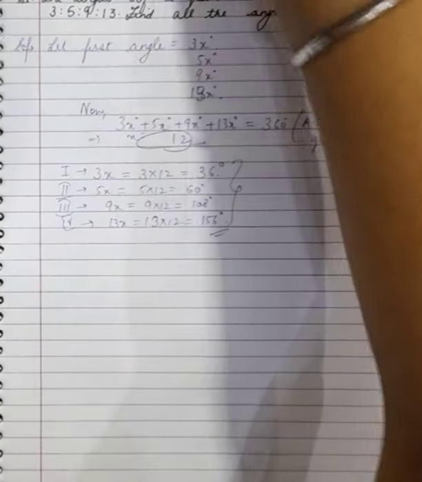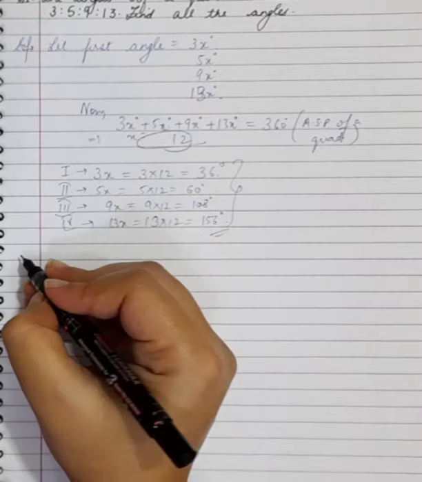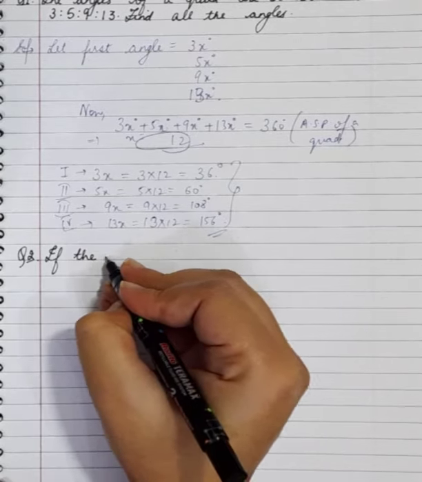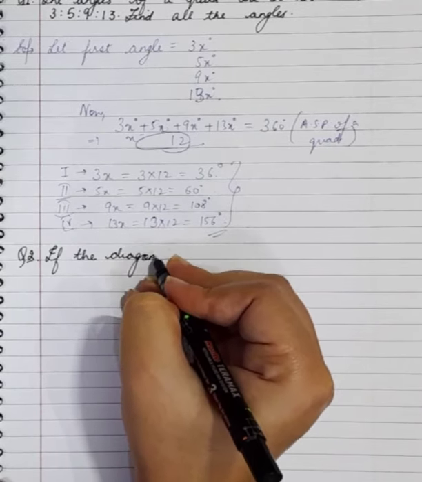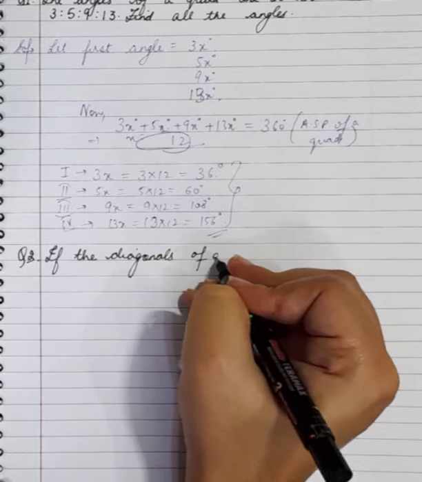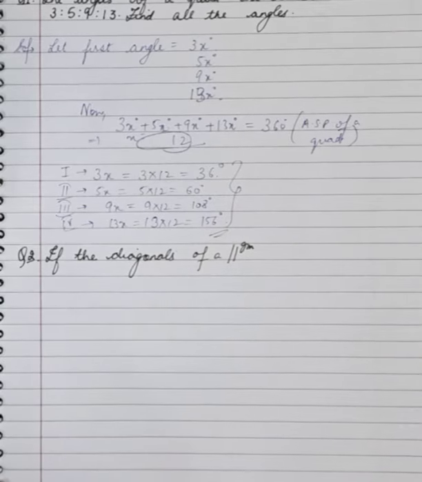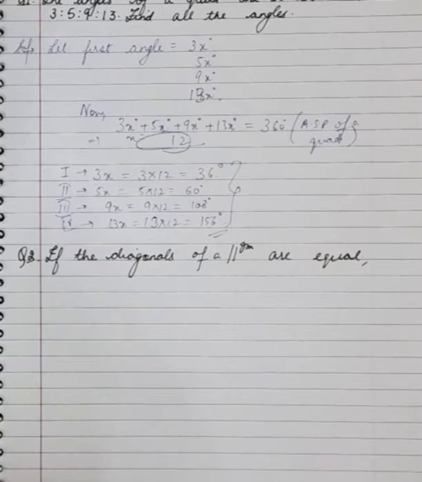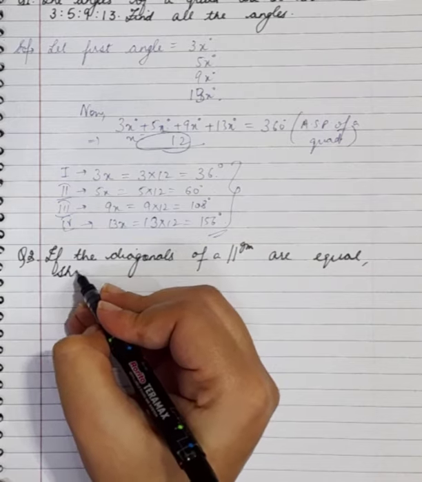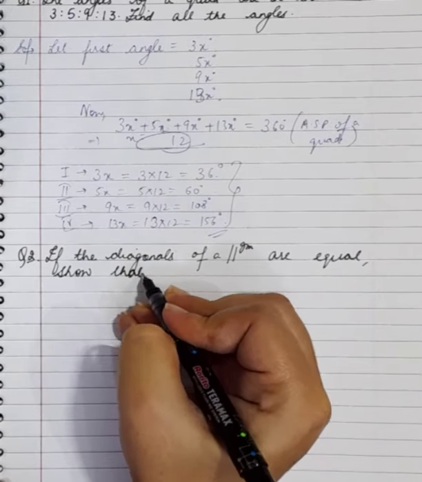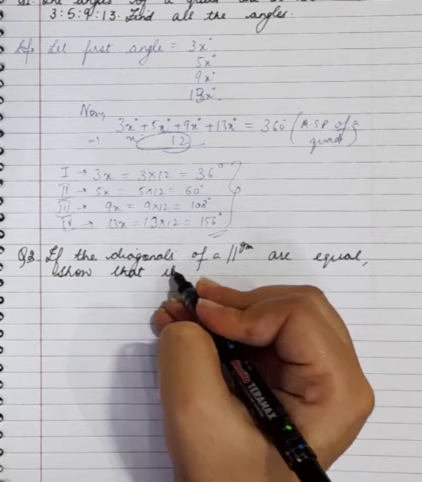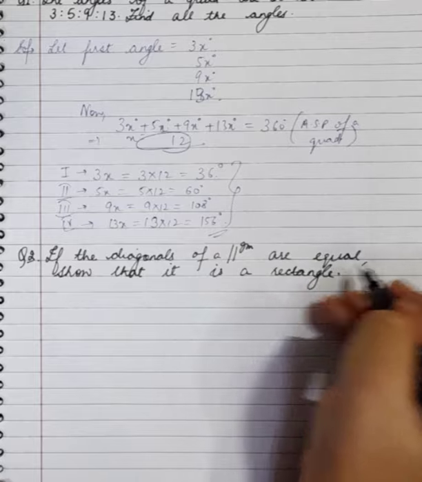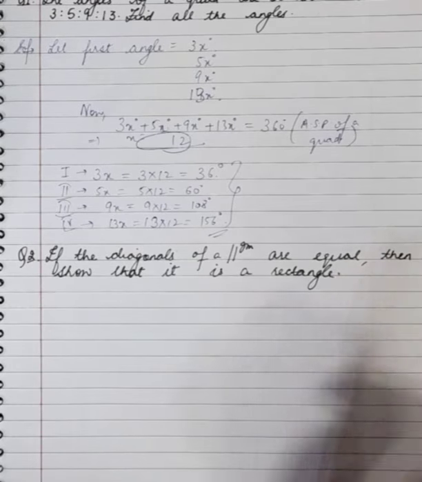Let's do question number 2. The statement is, if the diagonals of a parallelogram are equal, then show that it's a rectangle. If you have seen my previous videos, then this question would be very easy for you to solve.